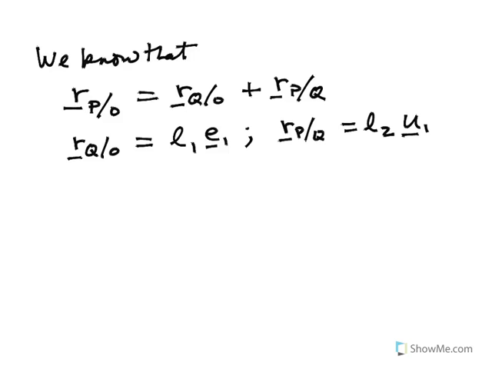So that tells me that the position of P relative to O is equal to L1 E1 plus L2 U1. But remember that we're going to do the rate of change. We're going to compute the rate of change of each piece of the vector separately. We're not going to do it all at once. We're not going to combine all this, put it into a single basis, and then do the calculation.